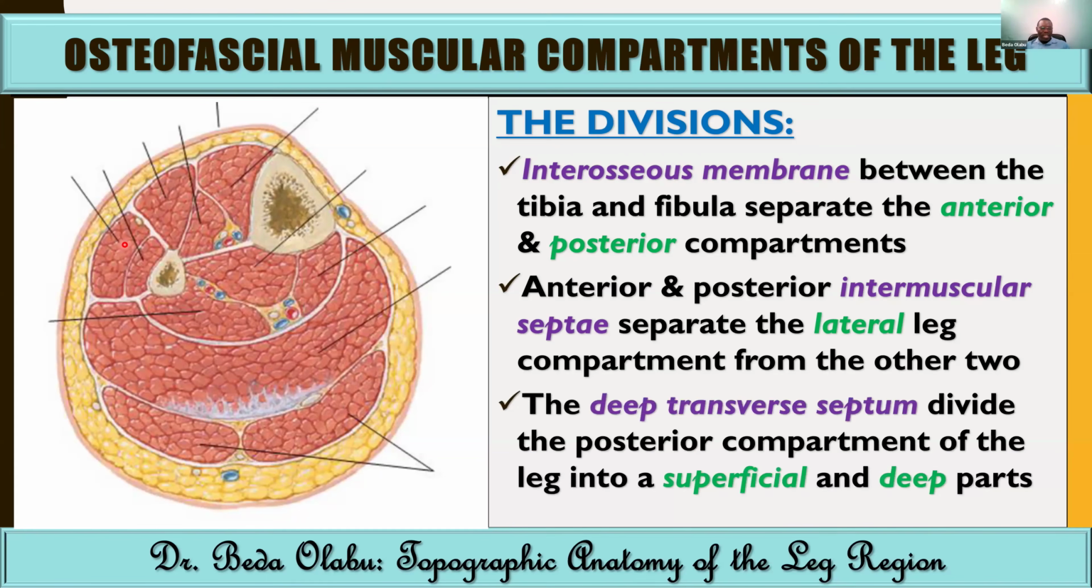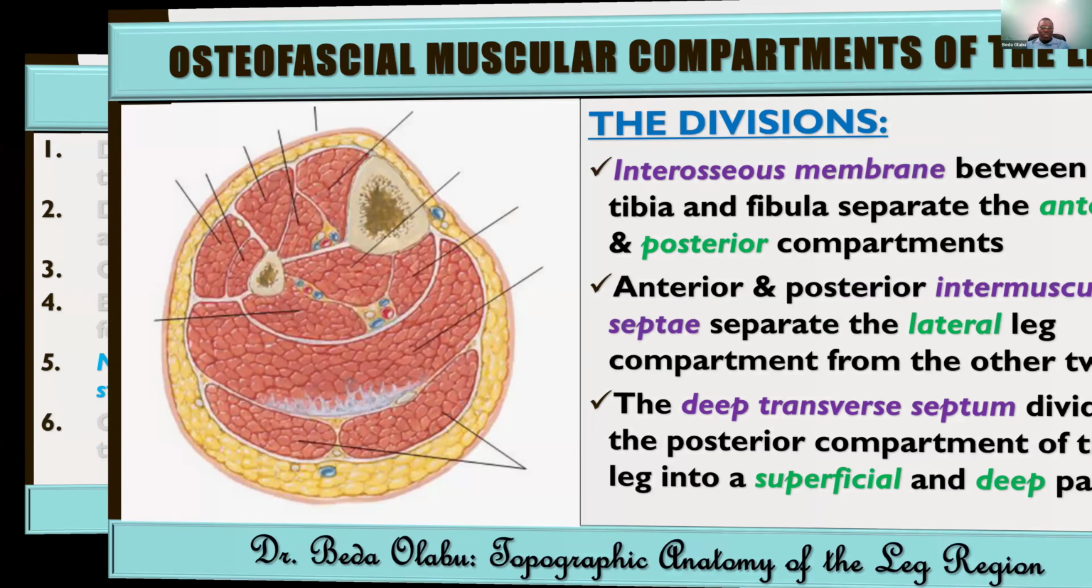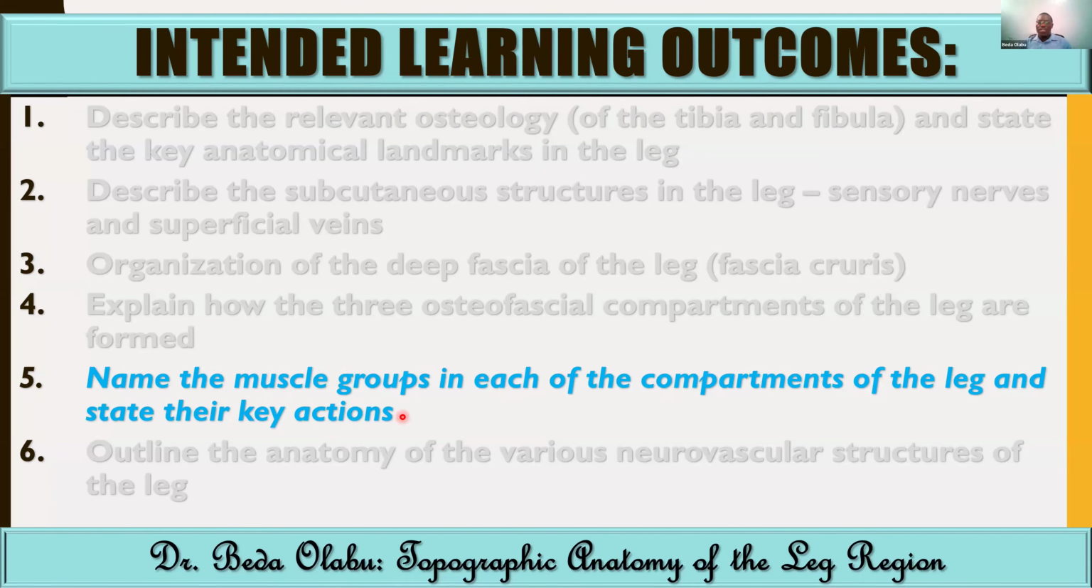The posterior compartment of the leg is further divided by the deep transverse septum, as I mentioned earlier. That's the deep transverse septum that divides the posterior compartment of the leg into two: the deep compartment and the superficial compartment of the posterior leg compartment. Great, so those are the divisions and compartments of the leg. I want us to now look at each of the compartments, talk about the structures found in each, and especially the muscles, talking about their actions.